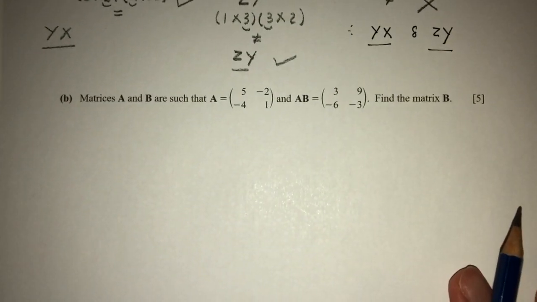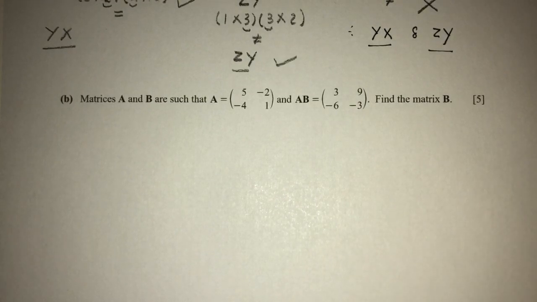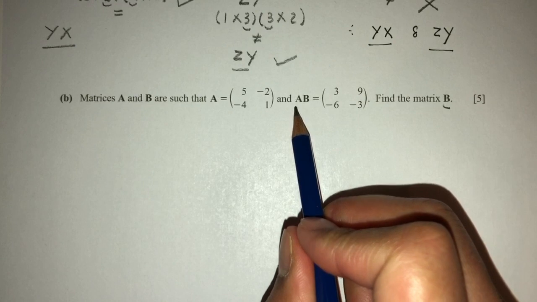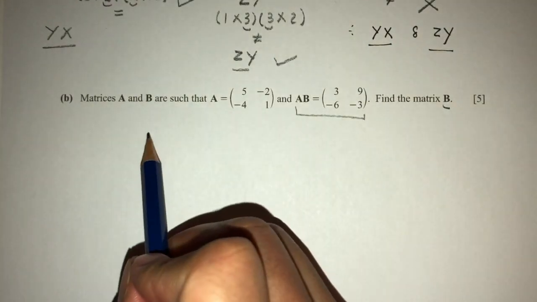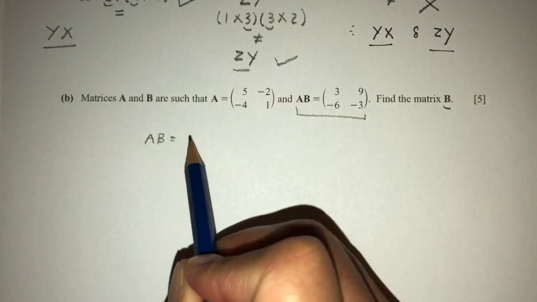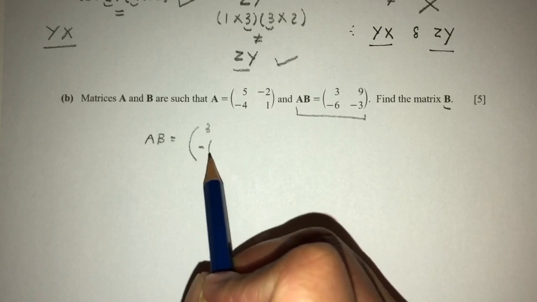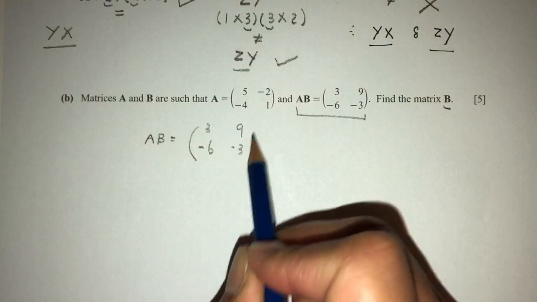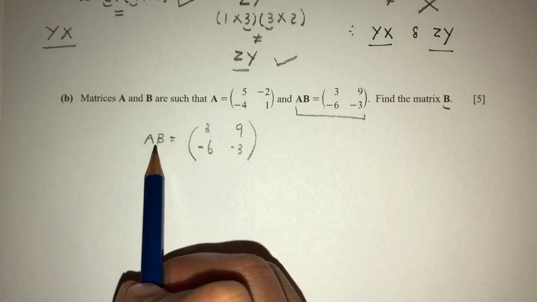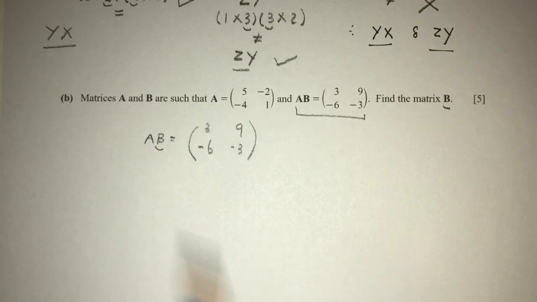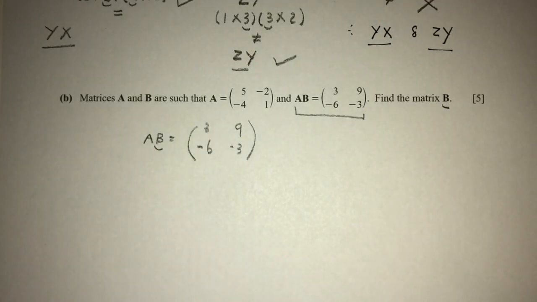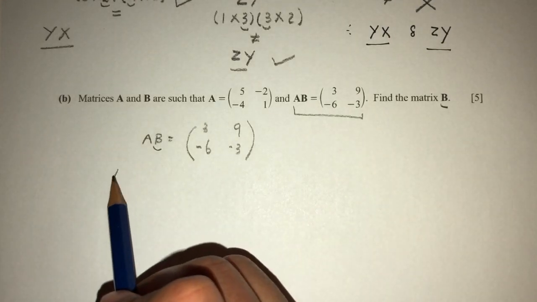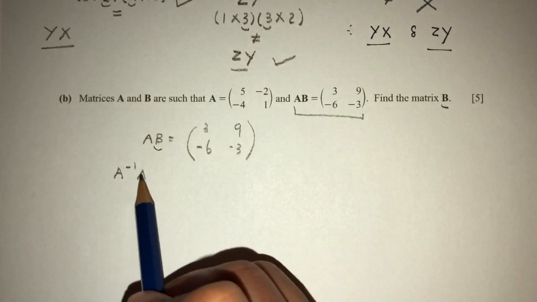Now let's move on to part B of the question. So we have two matrices A and B given to you, and we have to find the matrix B. So let's use this equation. Here we have A times B gives you 3, minus 6, 9, minus 3. Now we want to find the value of B, so we have to eliminate the value of A. So how can you do that? You have to pre-multiply by its inverse on both sides.